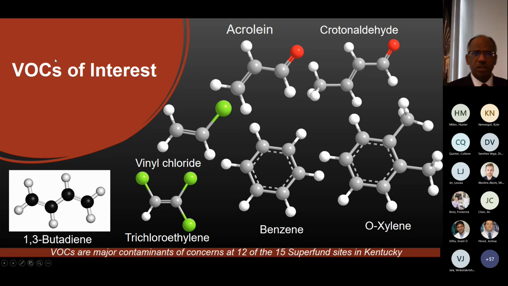Some of the VOCs of interest to our group here in the Superfund program are acrolein and crotonaldehyde, which by themselves are carbonyls. And then the BTEX molecules, as I said: benzene, xylene, ethyl benzene, and so forth, styrene. And then molecules like butadiene, which is used in the rubber industry, can be metabolized to acrolein. And vinyl chloride and TCE are chlorinated VOCs, but their metabolic products are also aldehydes.